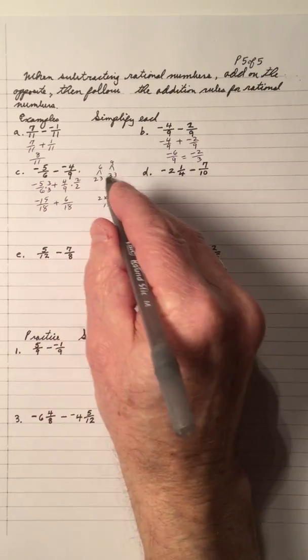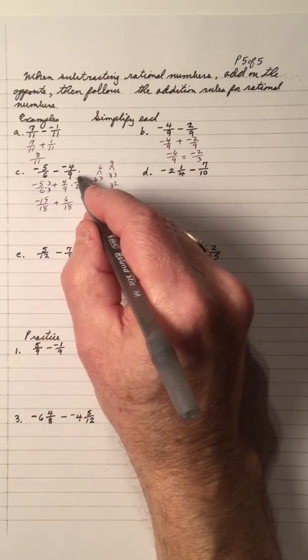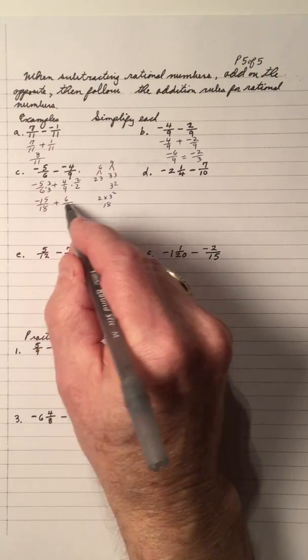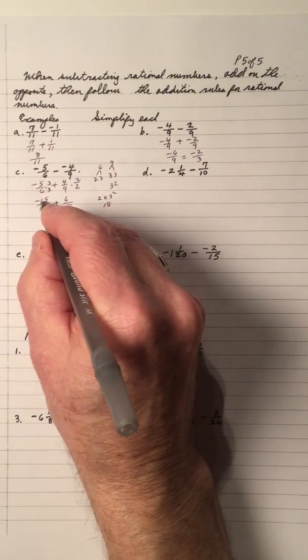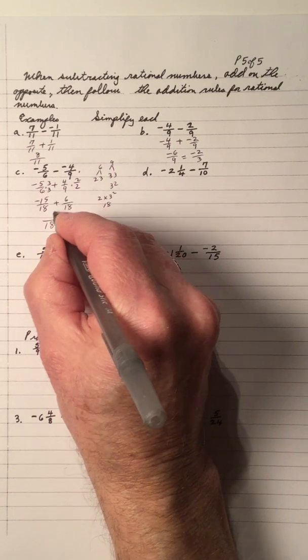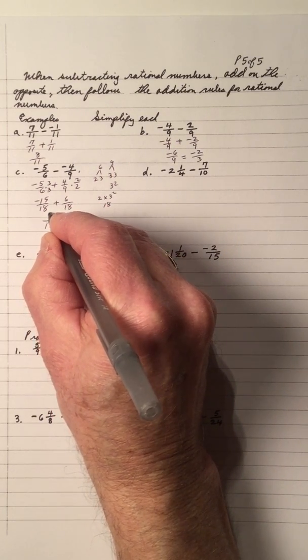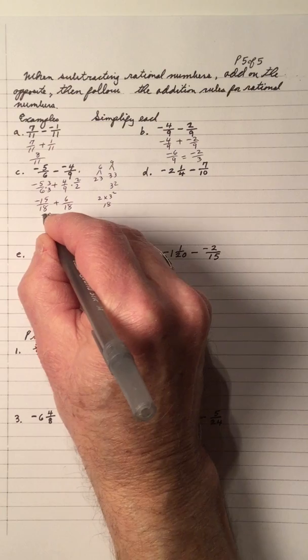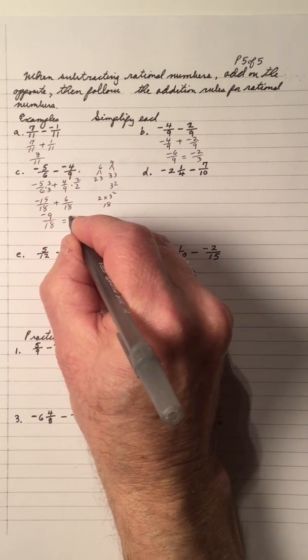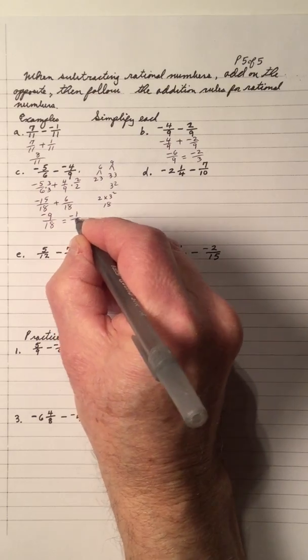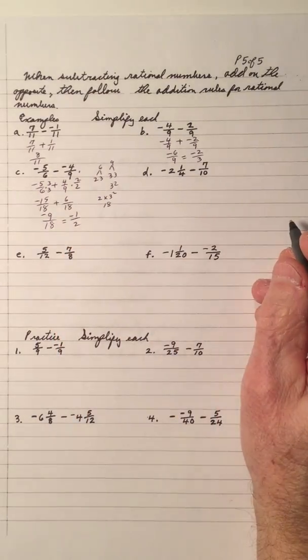And I just showed you how to get the LCD. Then you multiply by 2/2 and 3/3, etc. Keep your denominator of 18 and add up. Negative 15 and 6 is negative 9. And notice the GCF is 9, so divide by 9, and you get a negative 1 over 2.